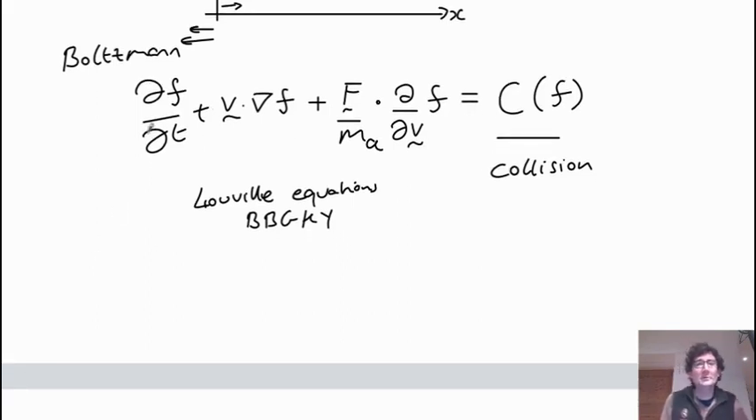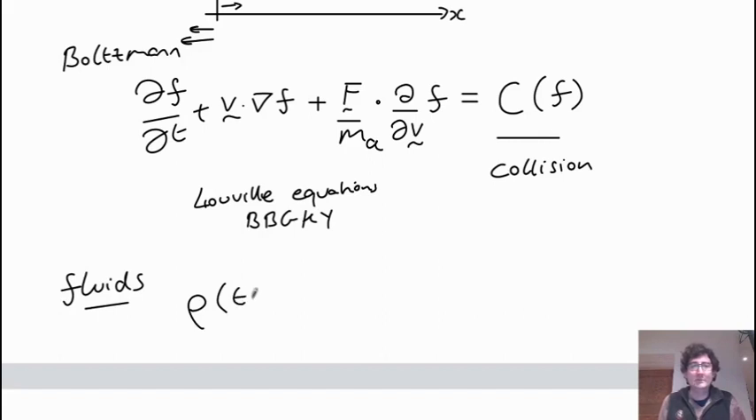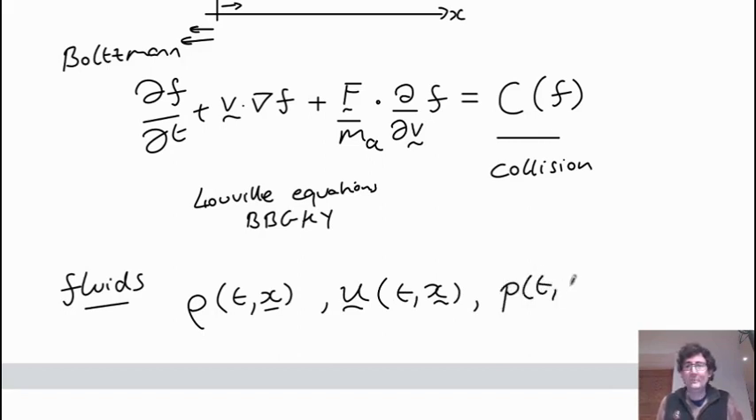Okay, now what we want to do is calculate from this equation. We'd like to calculate equations for fluids. So for fluids, we want to calculate things like the mass density, which is some function of time and space. The flow velocity, so the average flow, which again is some function of time and space. Note, unlike V, U is now an evolving quantity, and of course things like the internal energy or the pressure, which again is a function of time and space.